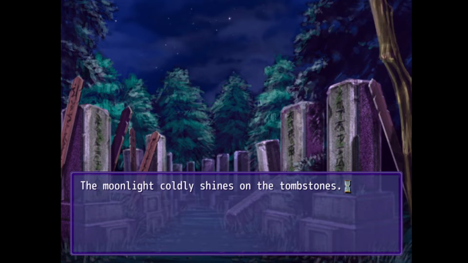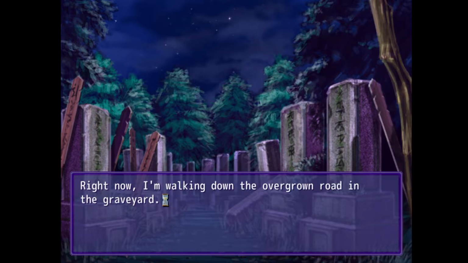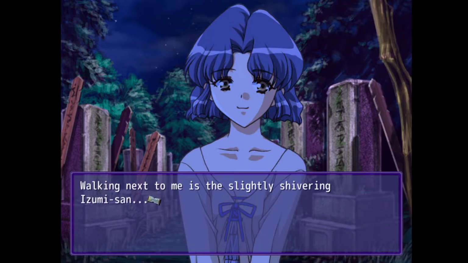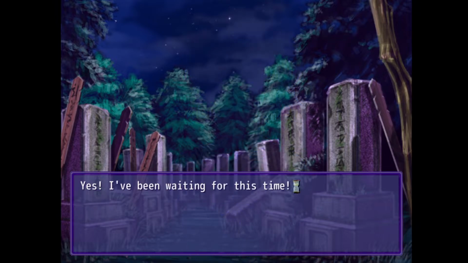The moonlight coldly shines on the tombstones. The moist wind clings to my skin. Right now, I'm walking down the overgrown road in the graveyard. It's a little chilly. Walking next to me is the slightly shivering Izumi-san, who's wearing her nightgown, essentially, all the time.